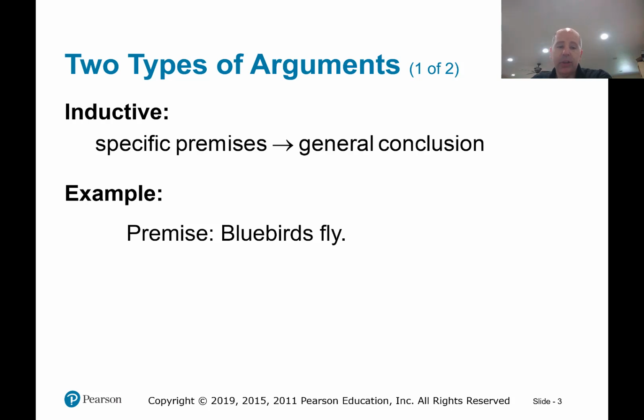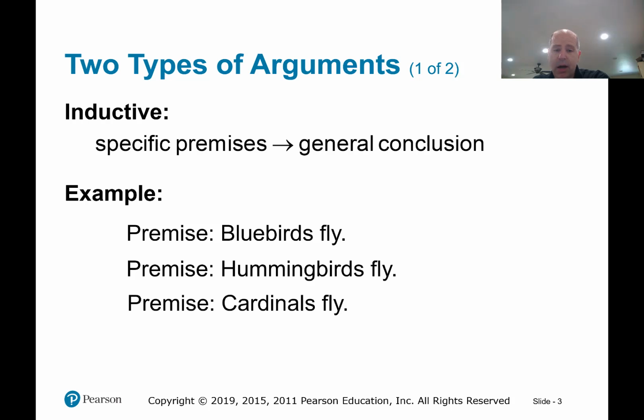So for example, here's a premise that we could have. We could have bluebirds fly. That's specific, right? So bluebirds fly. So that's a premise. And then the second premise, well, hummingbirds fly. And then a third premise is that cardinals fly. So we've got three premises, right? These are assertions, statements that are either true or false. Bluebirds fly, hummingbirds fly, cardinals fly.